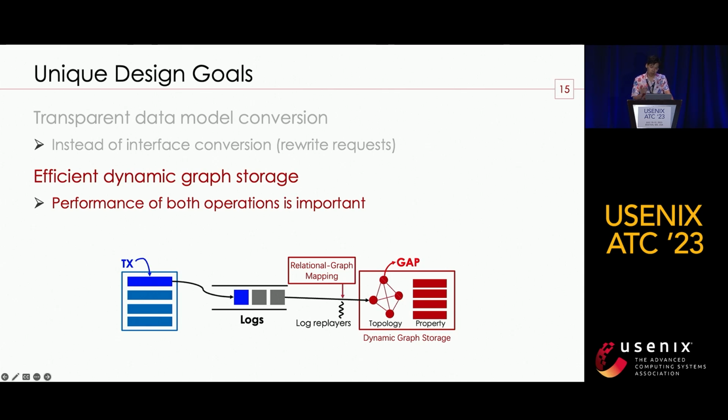Next, we talk about the dynamic graph storage and some designs on it.